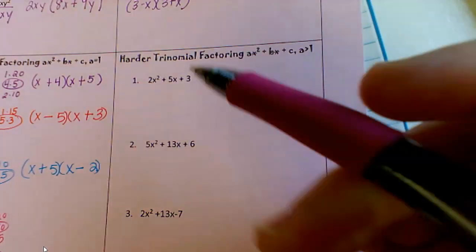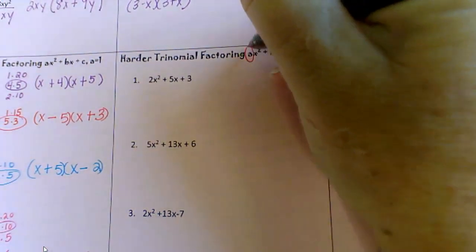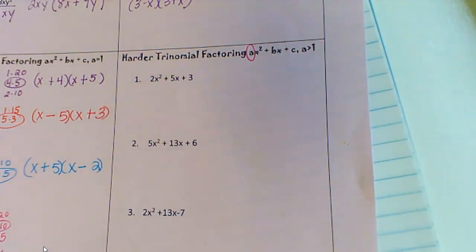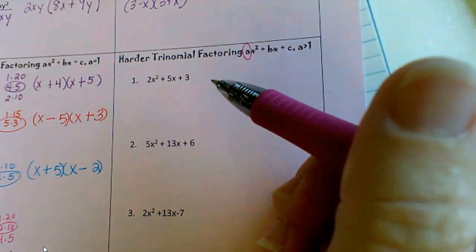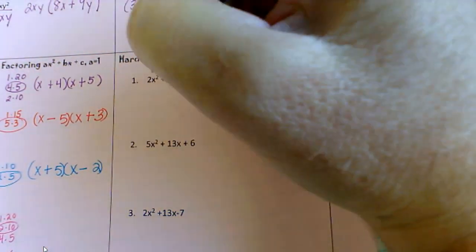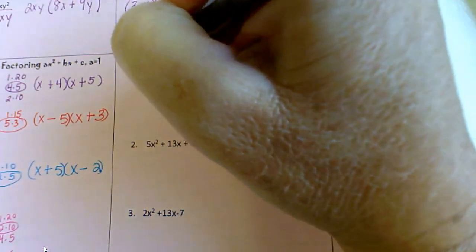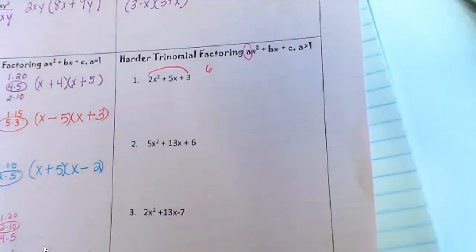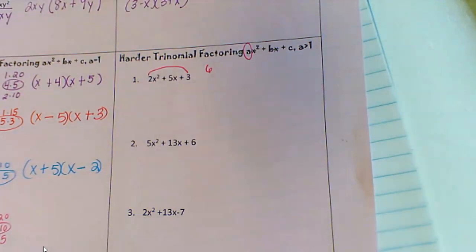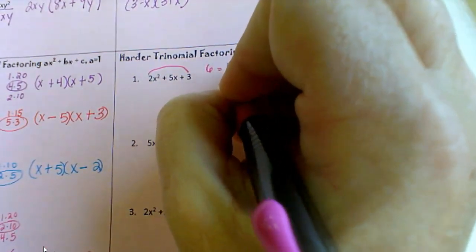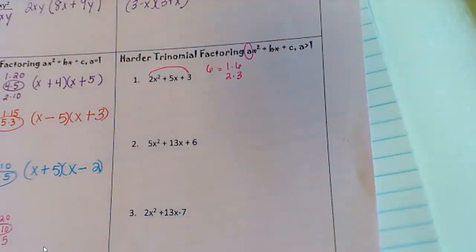Alright, so whenever there is a number in front of the x squared, there's a little bit more process in order to factor. It's not just looking at it and knowing what the answer is like we did on Friday. Okay? So what you're going to do is start off by multiplying the first number and the last number together. So 2 times 3 is 6. Then you're going to write down the factors of 6. So we've got a 1 and a 6, and we got a 2 and a 3.